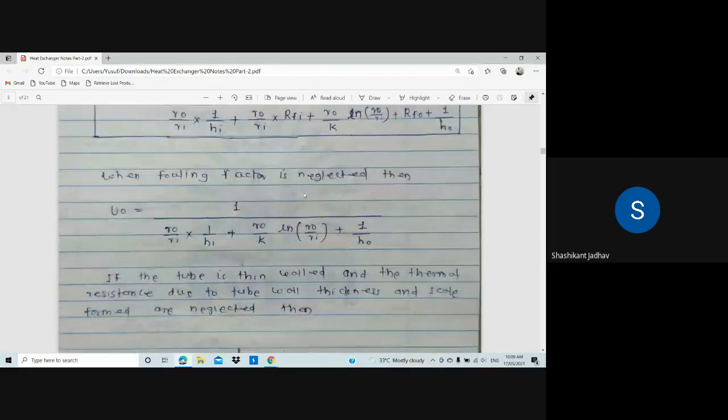Okay, so when the fouling factor is neglected, we have to remove the terms related to the fouling, and when we consider the tube to be thin walled, we have to remove the terms related to the conduction. After that, we discussed some problems related to the LMTD method.